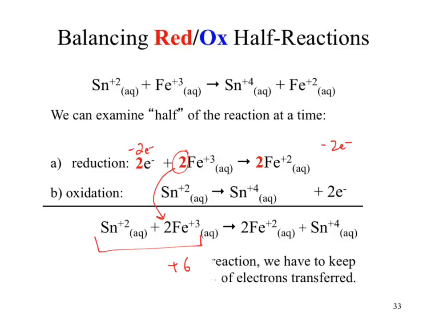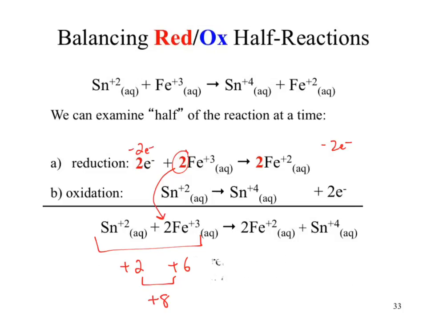We have +6 plus 2 for a total charge of +8. What is the total charge on my product side? +4 plus 4, and I have +8. Atoms balanced, charges balanced. I now have my final balanced equation.